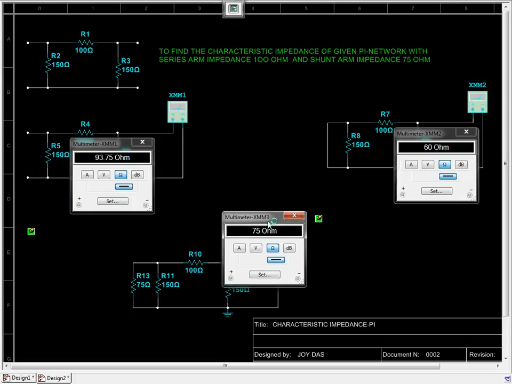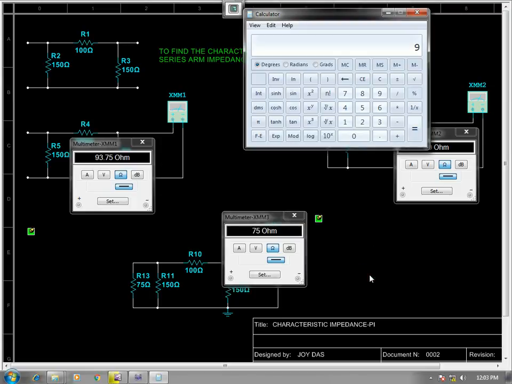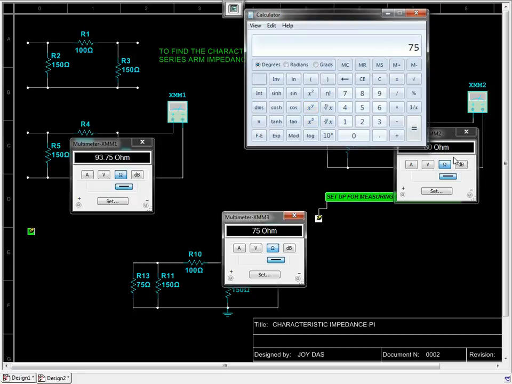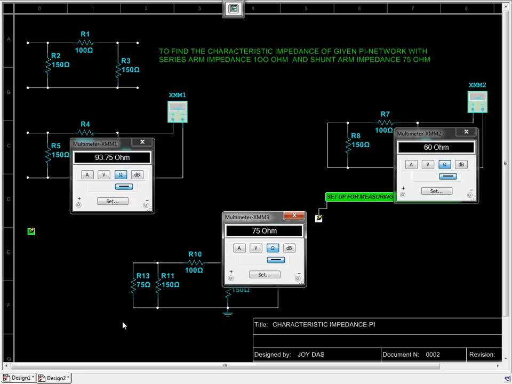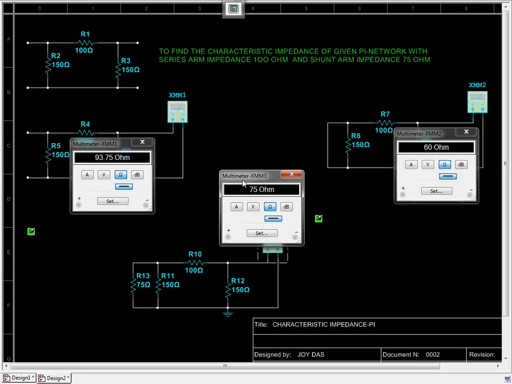Let's check whether it is 75 ohms or not. 93.75 multiplied by 60, which is found to be this one. Next, the square root of this one is 75, and we have terminated this port 1 with 75 ohms and found exactly 75 ohms from this port.